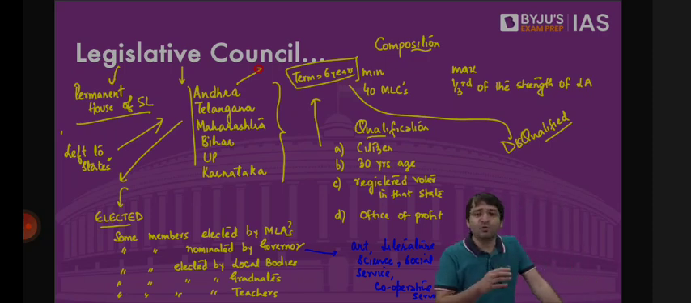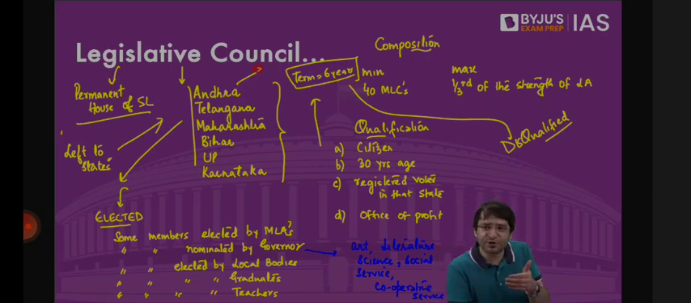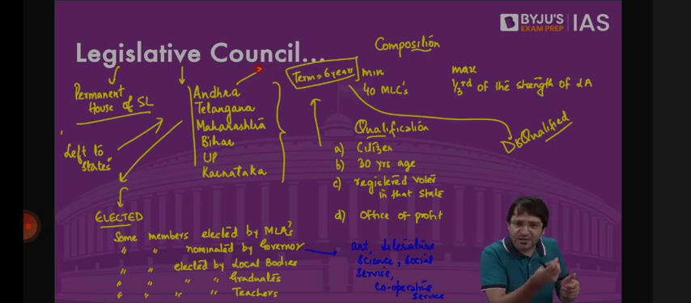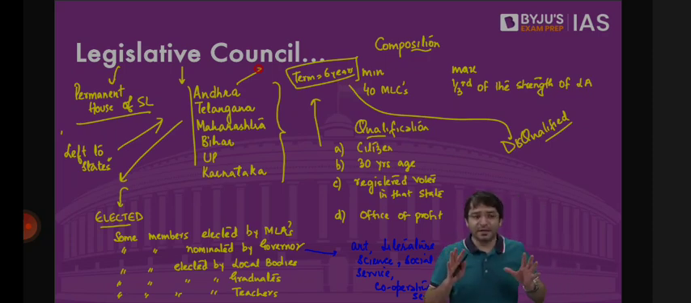Then there are some who are elected by the local bodies. For example, we have Panchayati Raj institutions, which are local bodies that we will discuss, and we have municipalities, which are also local bodies. That means in rural areas, we have Panchayati Raj institutions, and in urban areas, we have the municipalities. Their members also come together to elect some of the MLCs.